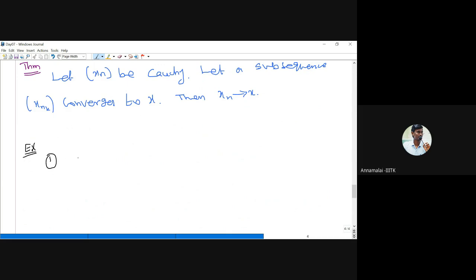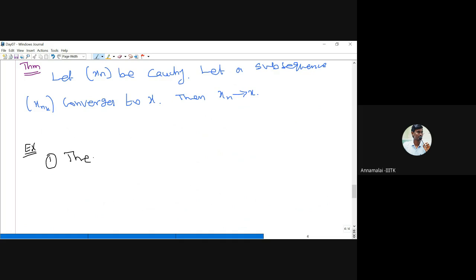First example, suppose we take x_n equal to sin n. We have to prove that this is divergent. Actually, this is a divergent sequence. But we can find a convergent subsequence. Suppose we have to show that x_n equal to sin n has a convergent subsequence. How to prove it?